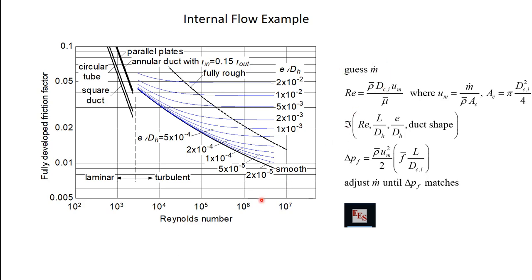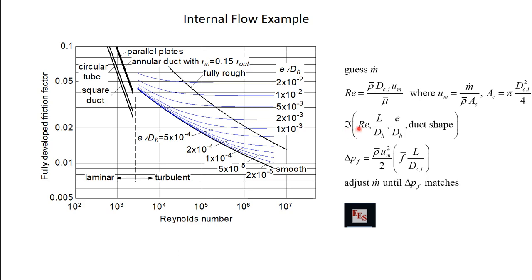We're going to guess the mass flow rate, and once you have the mass flow rate, you can calculate the Reynolds number, right? The Reynolds number is the density of the fluid, we're using the average density, multiplied by the hydraulic diameter, which for the channel is the inner diameter of that conductor, multiplied by the mean velocity, divided by the viscosity. The mean velocity here is the mass flow rate divided by the density and the cross-sectional area of the channel. Again, the mean velocity is the single velocity that represents what mass flow rate is being carried through that channel.